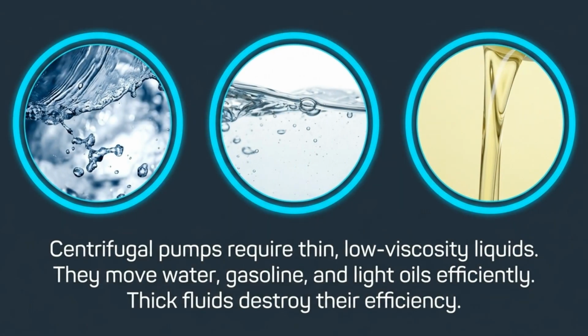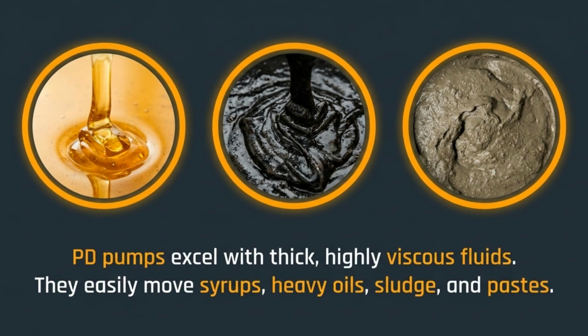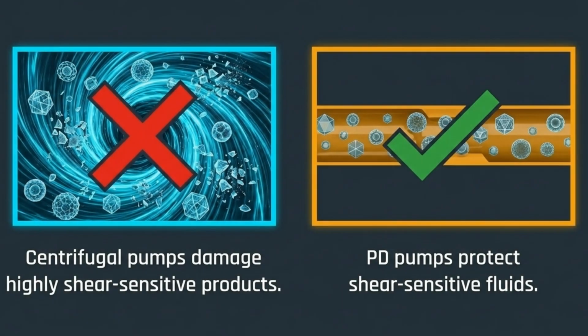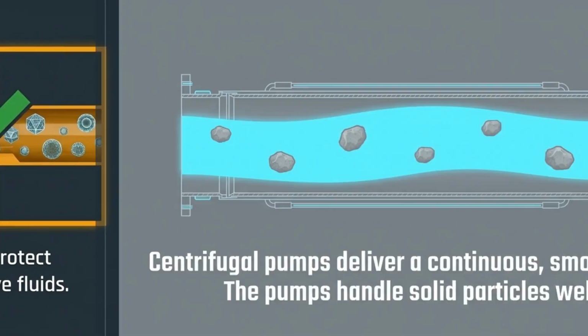When it comes to fluid types, centrifugal pumps require thin, low-viscosity liquids. They are highly efficient for moving water, gasoline, and light oils, but thick fluids can destroy their efficiency. On the other hand, PD pumps excel with thick, highly viscous fluids. They are the ideal choice for moving syrups, heavy oils, sludge, and pastes. Shear sensitivity is another factor. Centrifugal pumps can damage highly shear-sensitive products, whereas PD pumps are designed to protect these types of fluids.